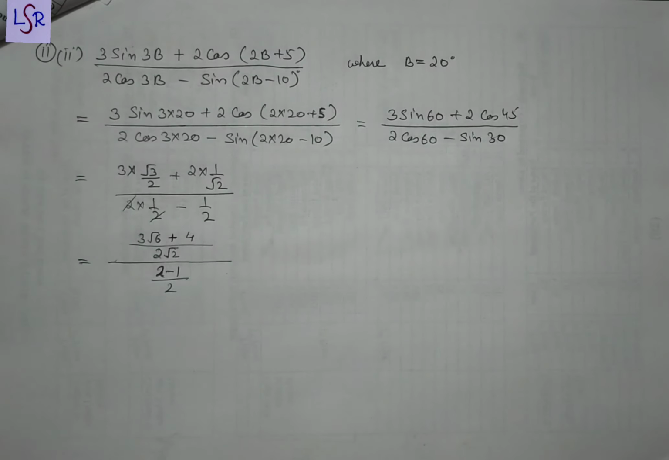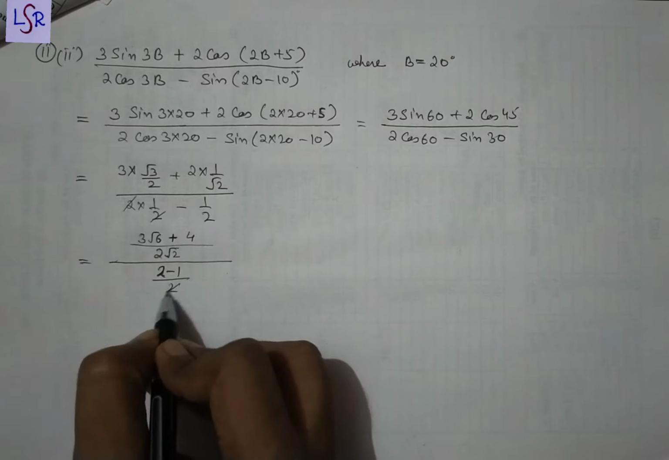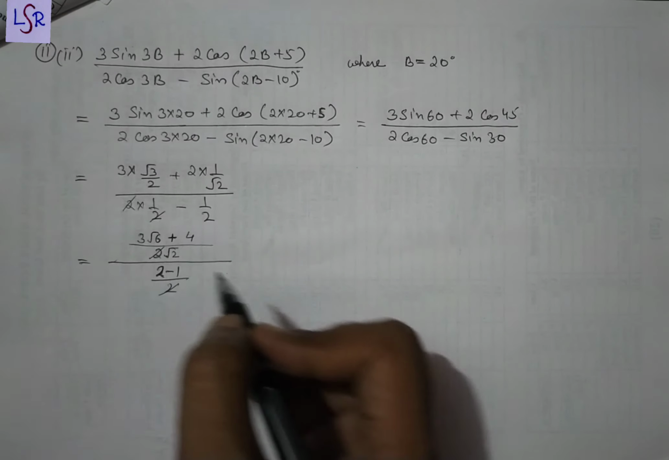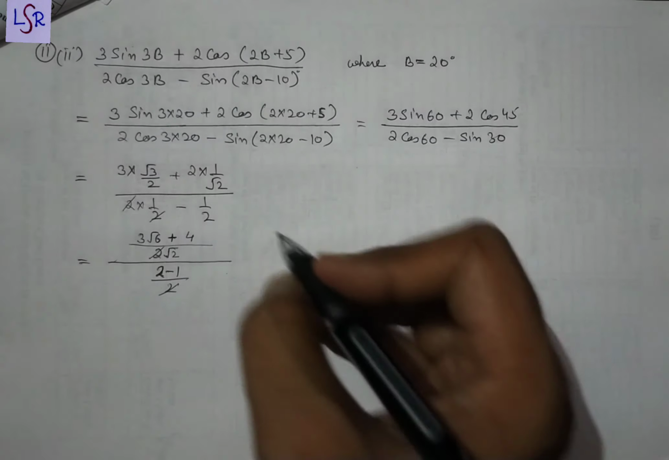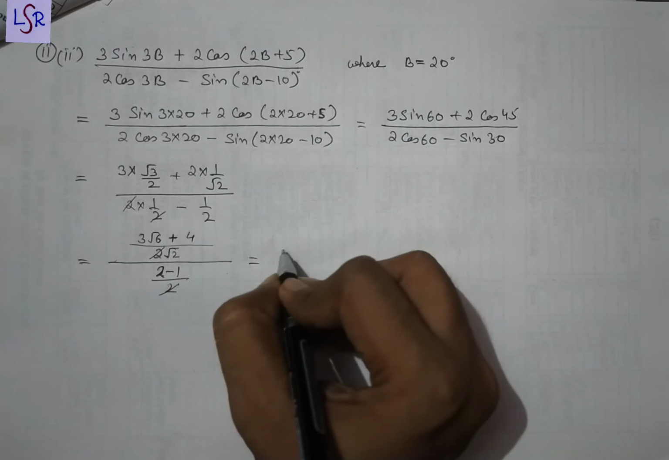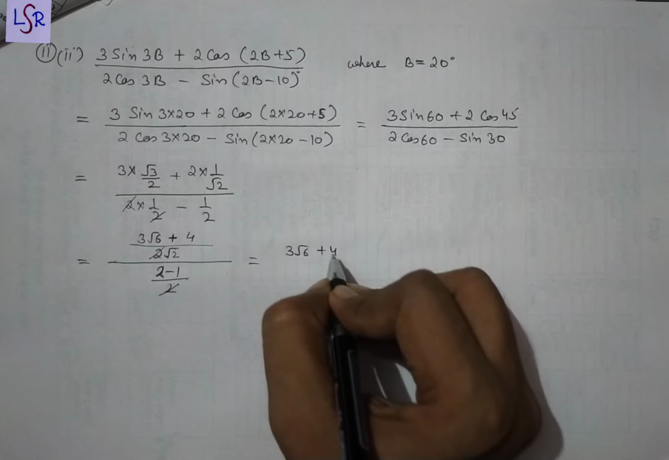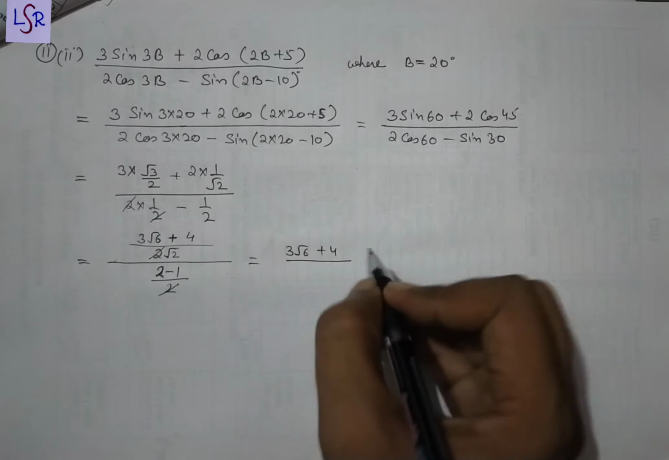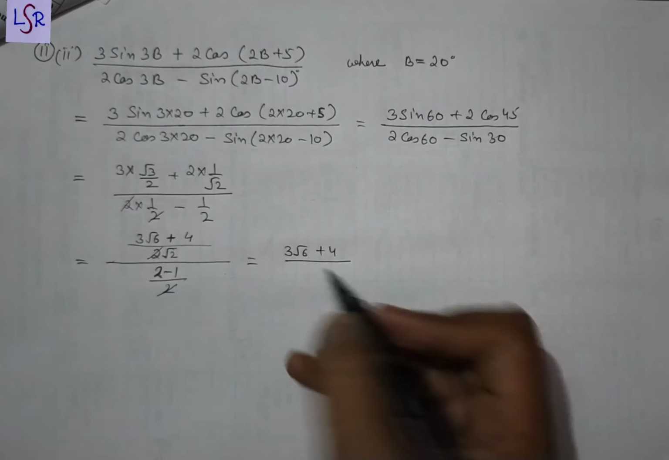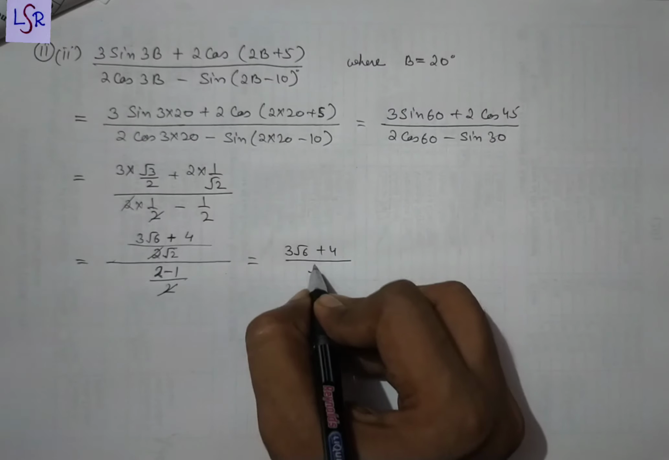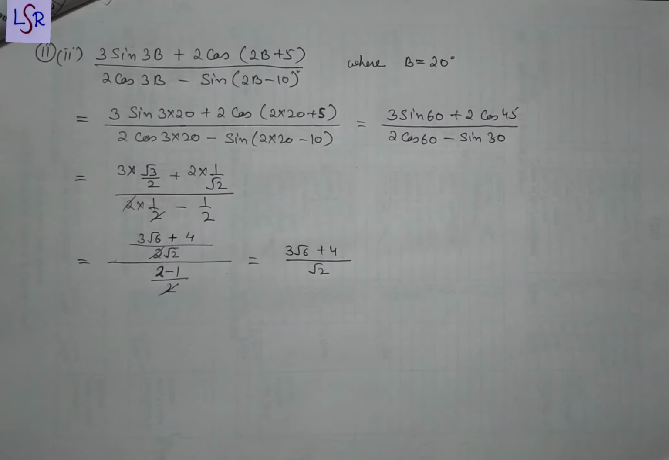Now on taking LCM in both numerator and denominator, we move to this situation in which this can be cancelled with this one, and we get 3 √6 plus 4 by, here 2 minus 1 will be 1 only, so we are going to be left with only √2. Now we are going to rationalize this.